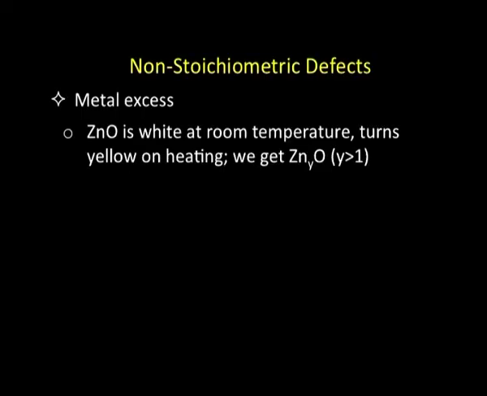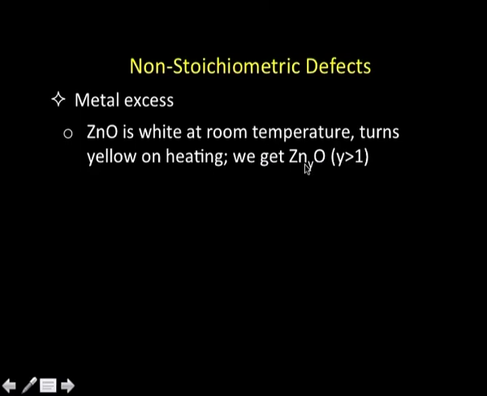Now, let us move on to some other types of non-stoichiometric defects, and we will take up two typical examples. One is metal excess, and the most common example is zinc oxide. We know that zinc oxide is white at room temperature, but when we heat it, it turns yellow, and that happens because of the following. The material we get is a non-stoichiometric material with the formula ZnYO, where Y is greater than 1.